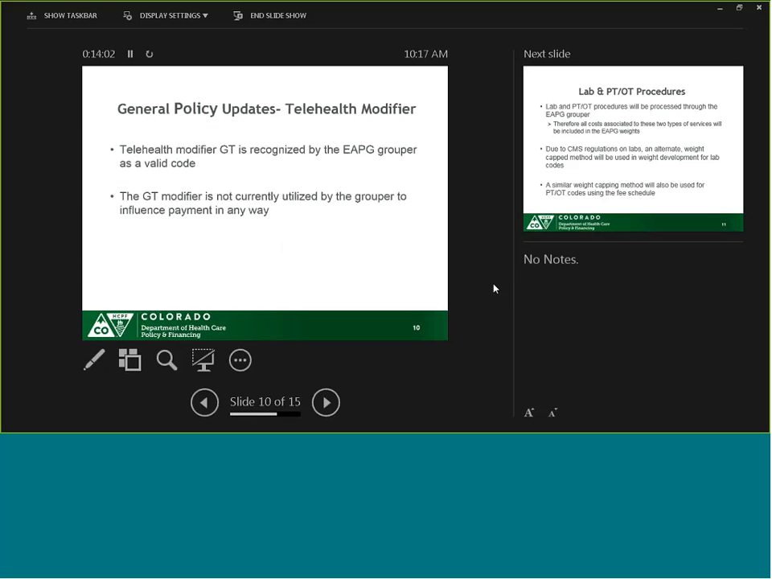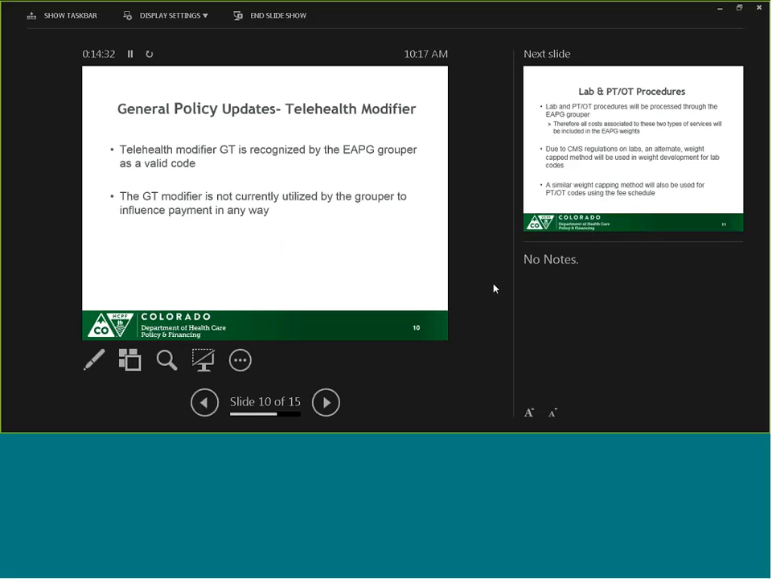general policy update that's been made: we had a question, I can't remember if it was at the very end or after the last stakeholder meeting, about the telehealth modifier, the GT modifier, and whether or not the grouper would be using that in any way. We talked to 3M about that, and basically it's considered to be a valid code, but currently the grouper doesn't utilize that modifier in any way to influence payment like other modifiers, such as the anatomical, could be used.